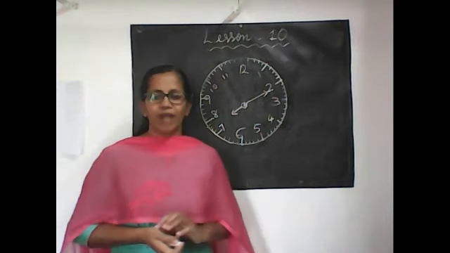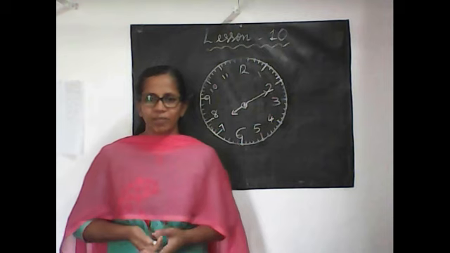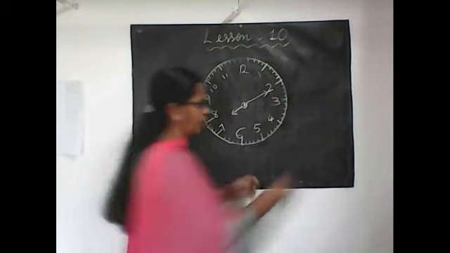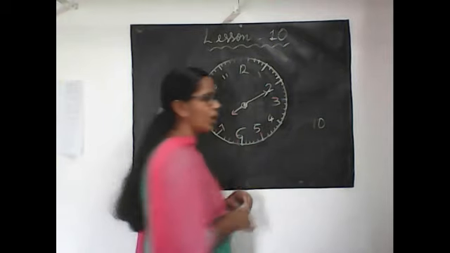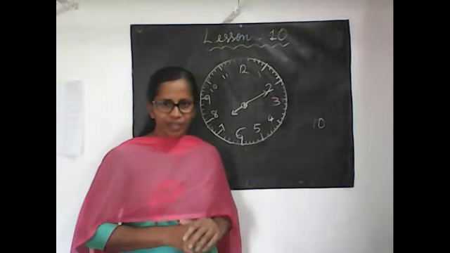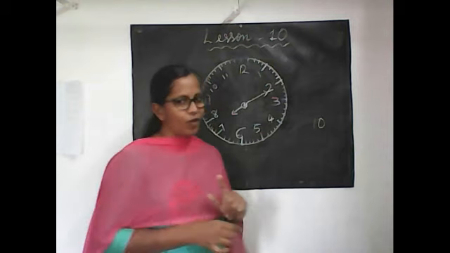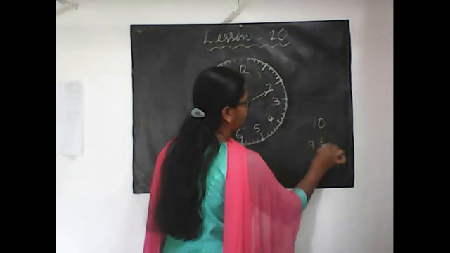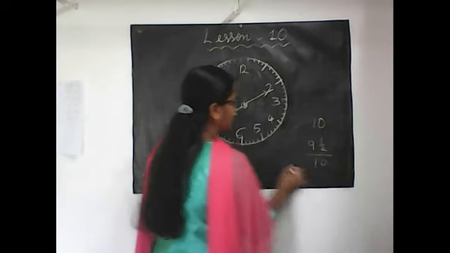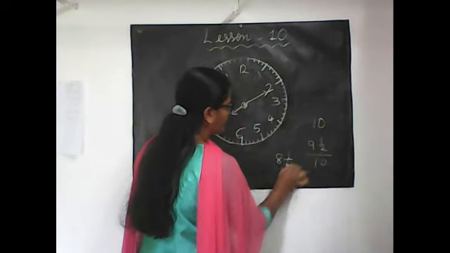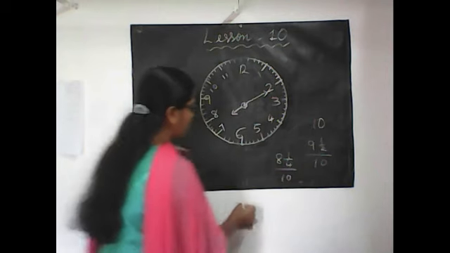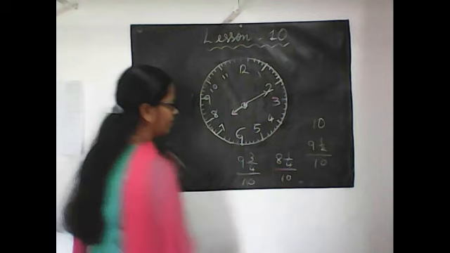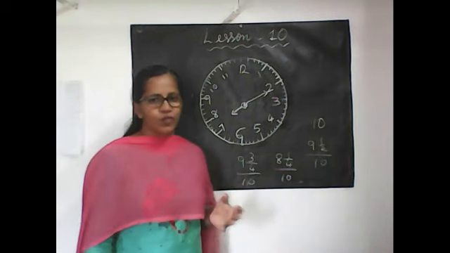Just like the marks you get in test papers or exams, if it is out of 10, how many marks will you get? All should get 10 out of 10, but that may not happen. Some may be getting 9.5. Some may be getting 8 1 by 4 out of 10. Some others may be getting 9 and 3 by 4 out of 10. Like this, you can see fraction marks also.